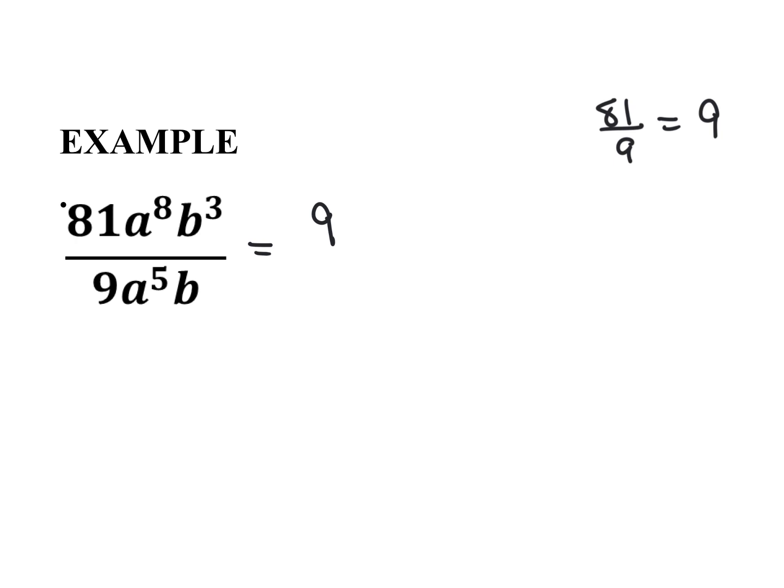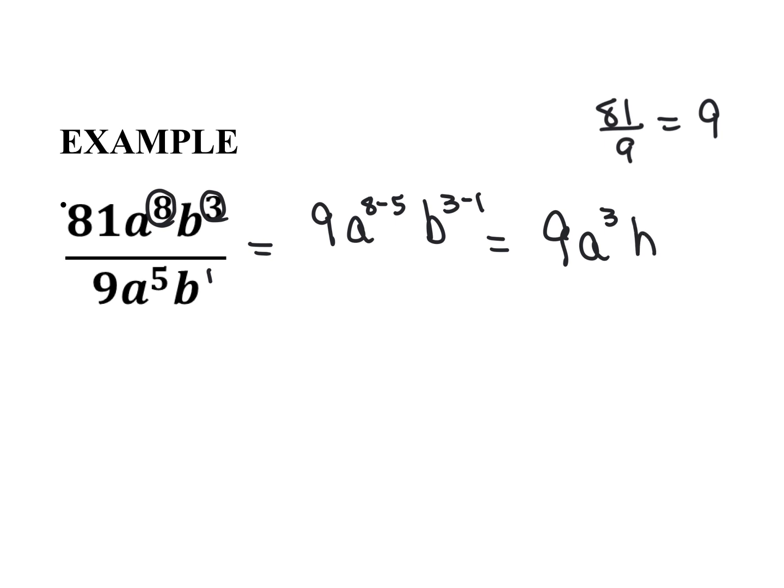I'll look at my variable a. I have a to the 8th on top and a to the 5th on the bottom. Largest degree of a is on top, and I would subtract 8 minus 5. I have b's top and bottom. My exponents are 3 and 1. Largest degree of b is on top, and I'm going to subtract. And then simplify. I have 9a, 8 minus 5 is 3. On the b, 3 minus 1 is 2. So my answer would be 9a to the 3rd b squared.